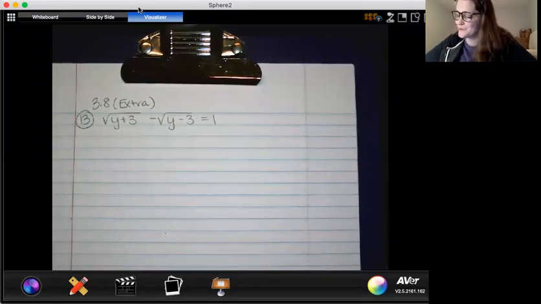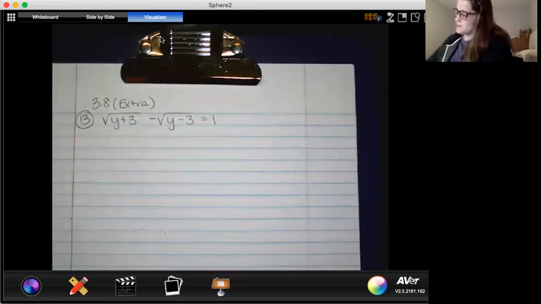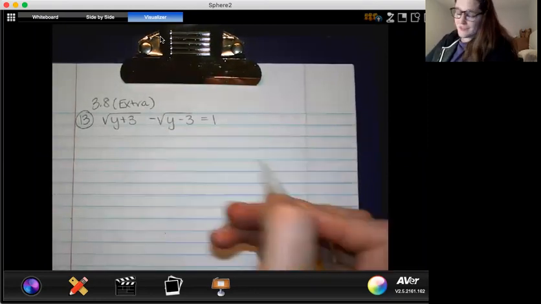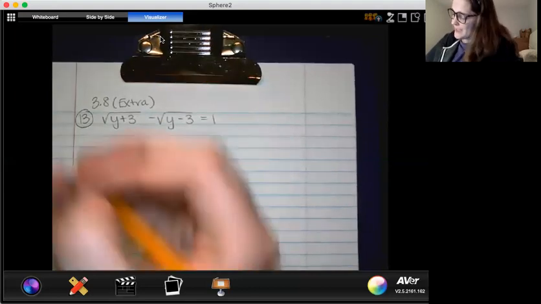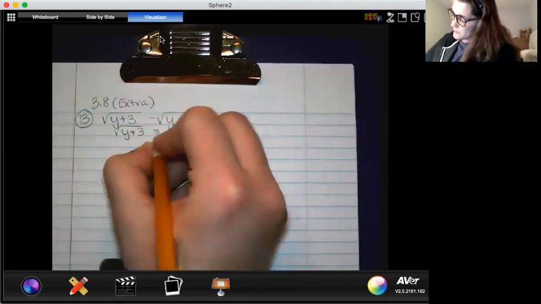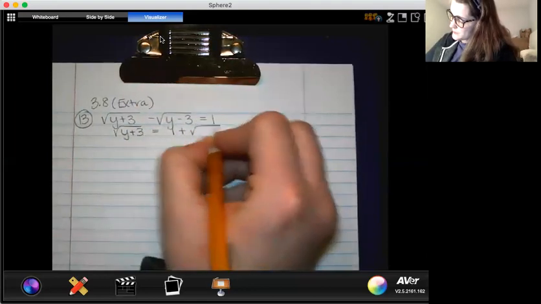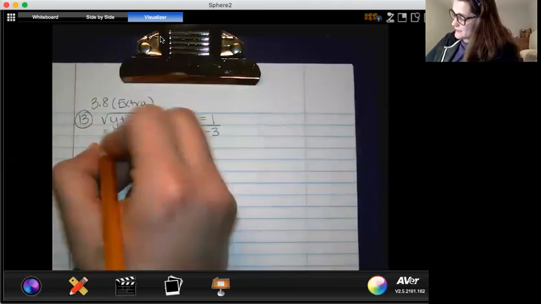We got y, so square root of y plus 3 minus the square root of y minus 3 equals 1. So first thing we got to do is isolate the radical. Okay, remember one on either side. So I'm going to go ahead and move the right one over because that kills two birds with one stone. It's isolated and it removes that negative. So square root of y plus 3 equals 1 plus the square root of y minus 3. Then I'm going to square both sides.